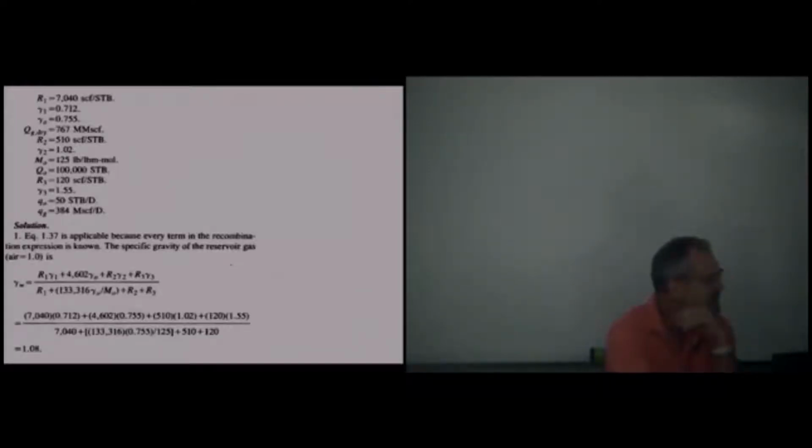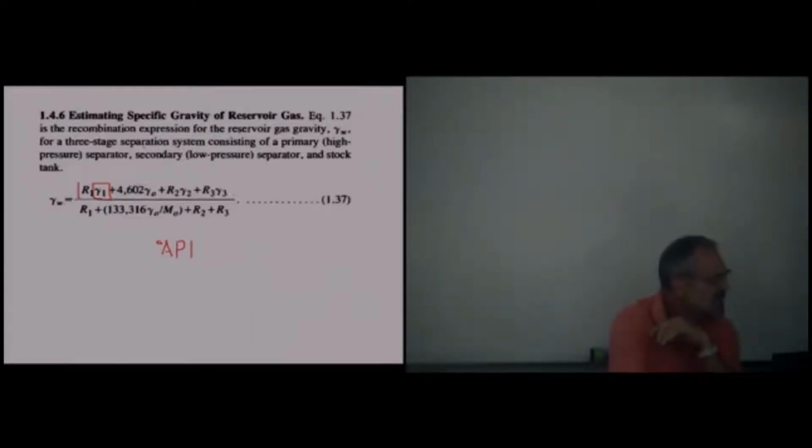I think this is our example. So this is good because these are typical numbers. Look how much bigger R1 is than R2. 7,000 to 500. It's an order of magnitude greater. So remember when I talked about this equation that R1 is a coefficient? You can see it's 10 times greater than R2. So the gravity of your well stream is going to be dominated by the gravity of your high pressure separator.